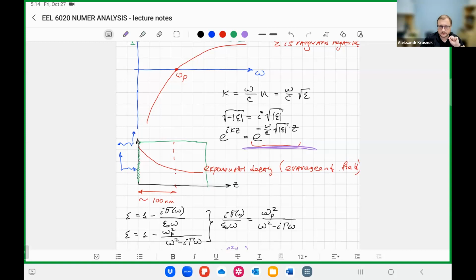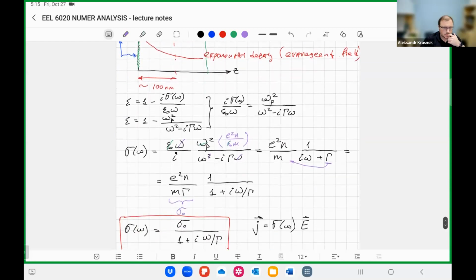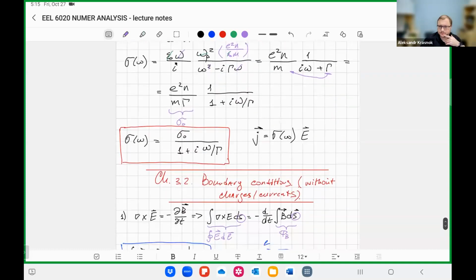Today we will discuss this a little bit more in terms of the skin effect. Basically, this is the skin effect, or the attenuation of an electric field inside of a metal because of the negative epsilon of the metal. Okay, and here is the formula for the conductivity of a metal as a function of frequency.